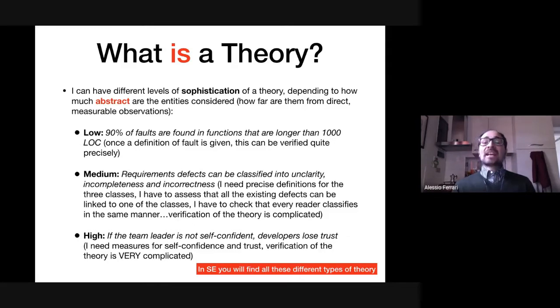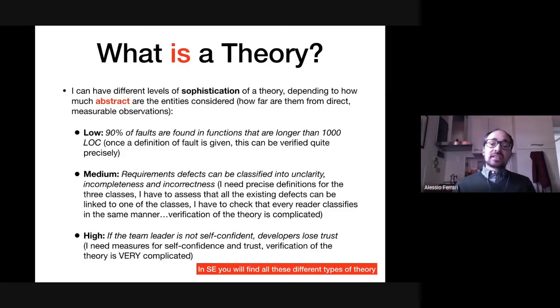And I have to assess that all the existing defects in my context can always be linked to one of the classes. So if I take a random defect, it can be classified in one of these three classes: either it is unclear, or incomplete, or incorrect. And not only this, but I have to assess that every person who has to link a defect to one of these classes classifies the defect in the same way, or in a similar way.